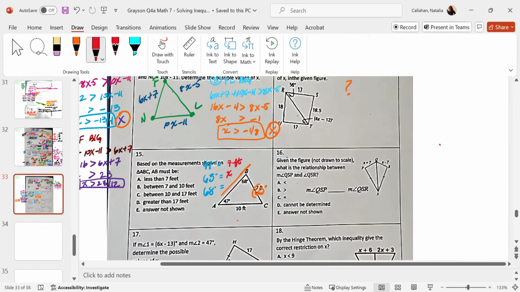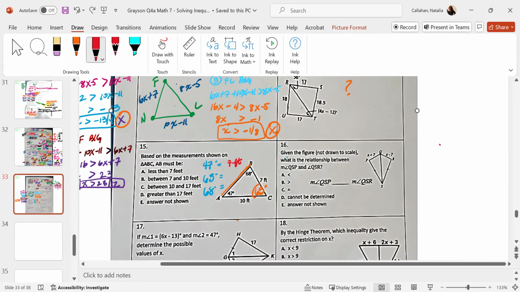Do we know the side of AB? No, that's x. Remember? That's what we're trying to find. And then what's opposite of 68? 10. Okay, so if 47 is 7 feet, 68 degrees is 10 feet, then 65 has to be between 7 and 10 feet, right? So which one says that? B. You understand how we got that? Okay.